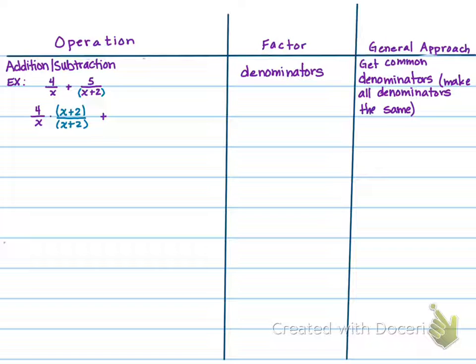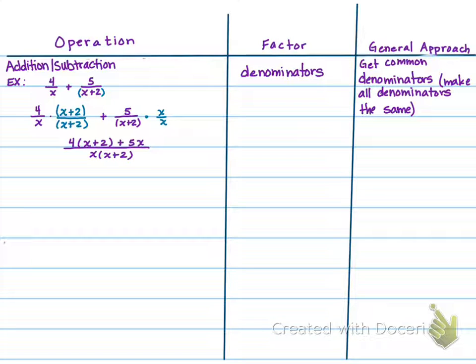And so we are multiplying by whatever factor this one on the left is missing on the top and the bottom, and then same with the right. So plus 5 over x plus 2 times x over x. And so this gives us 4 times x plus 2 plus 5x, all over x times x plus 2.